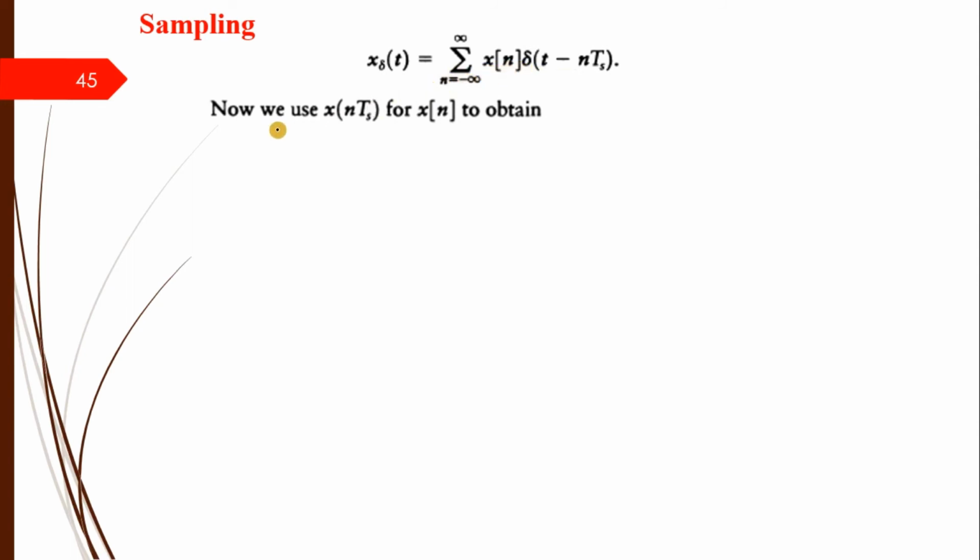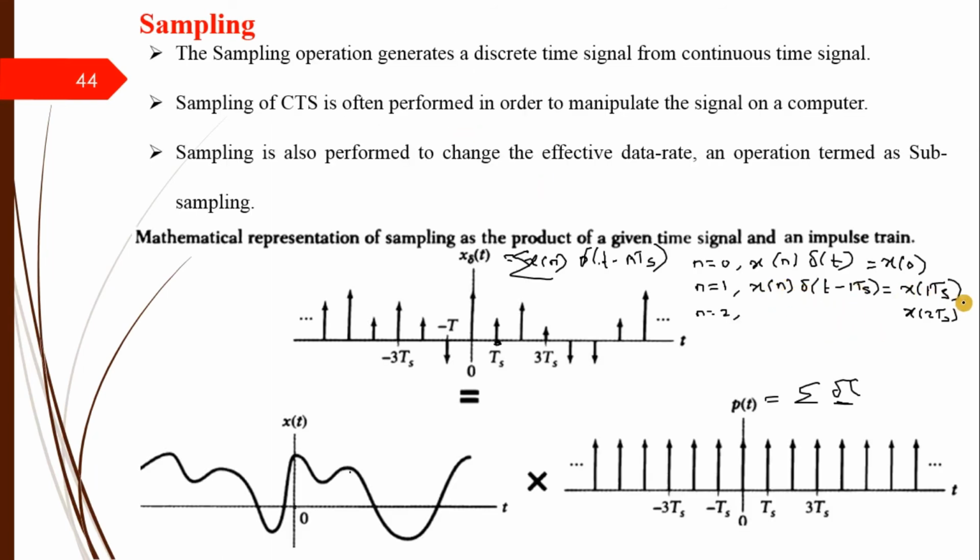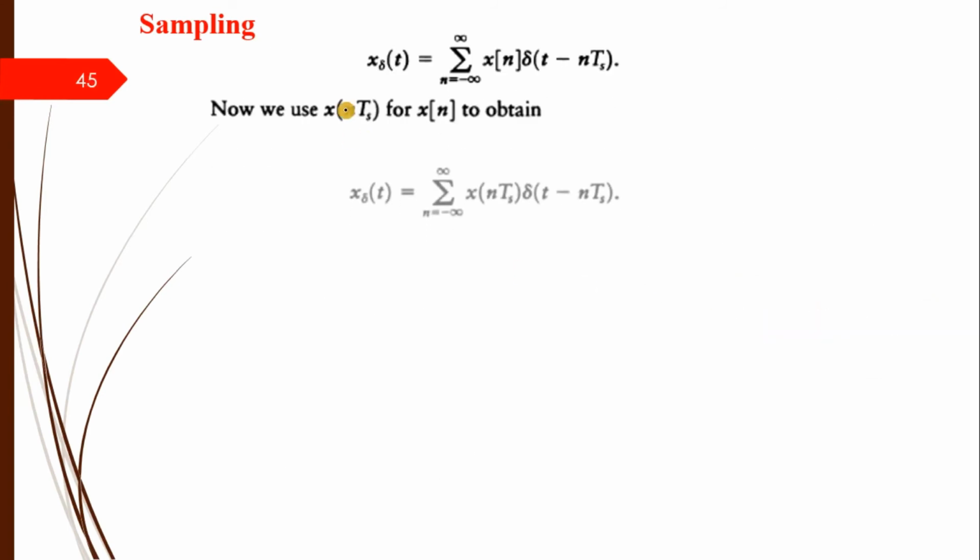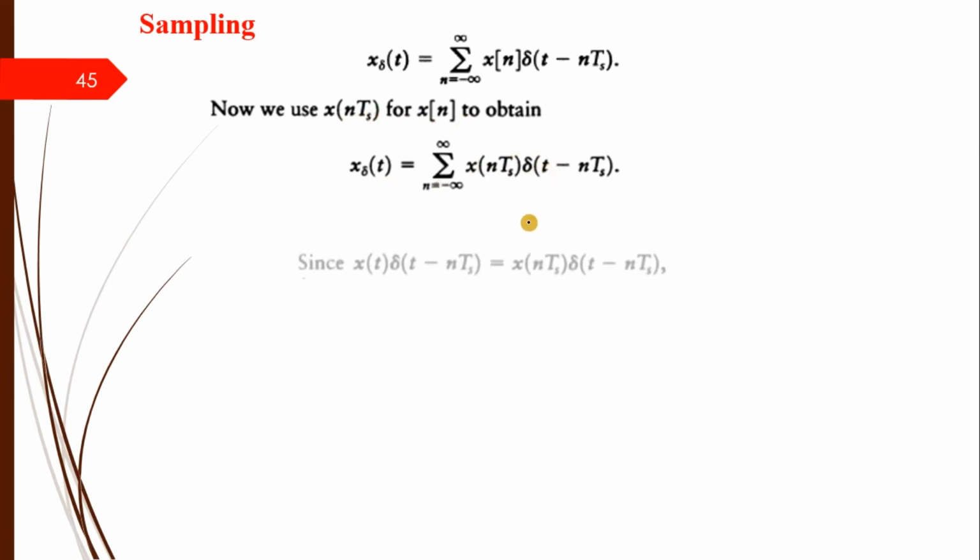So now we use x of nts for x of n. It means the same. I have shown it here. X of n is nothing but x of 1 ts when n is equal to 1. If I write it as nts, here it is 2 ts, 3 ts, like that I can write it as nts. So that is what is written here. We use x of nts for x of n. It is as good as the same. I have shown it in the previous slide. That's why I'm writing it in this manner.